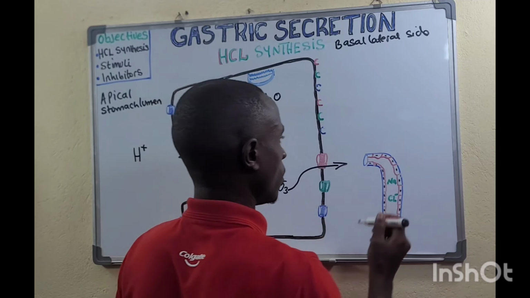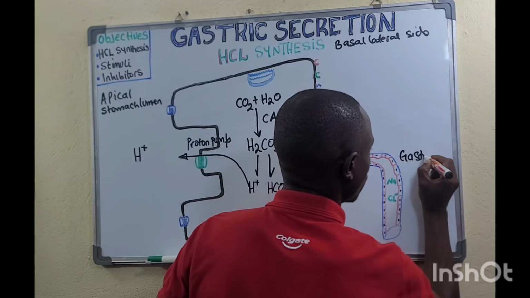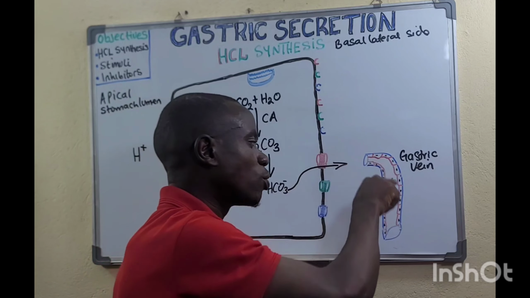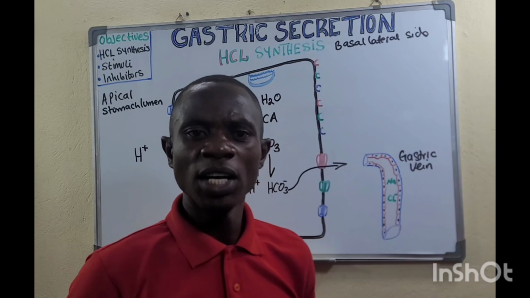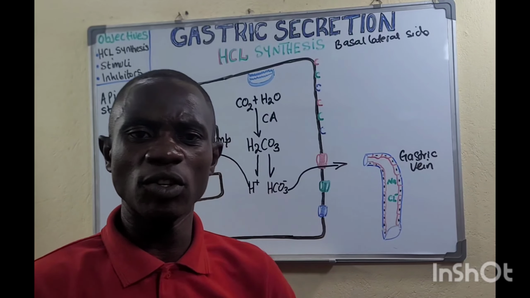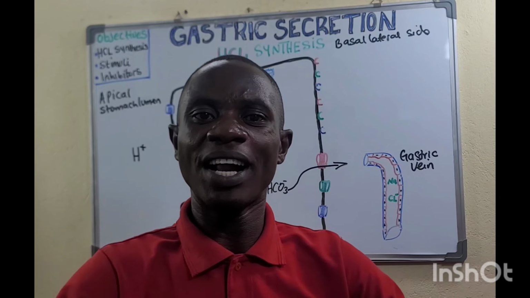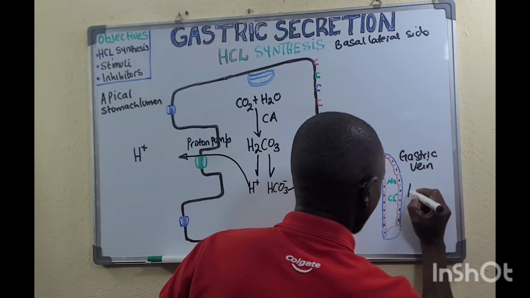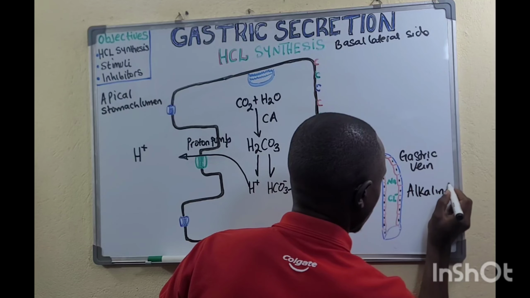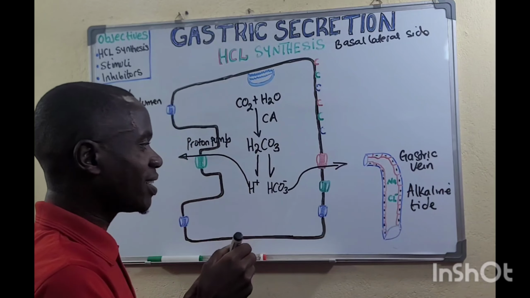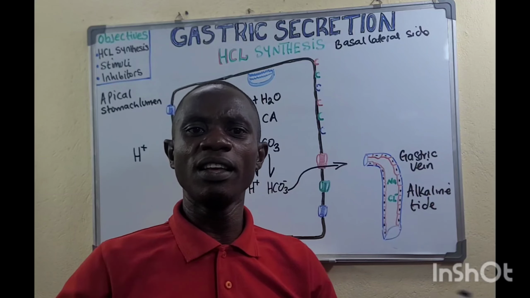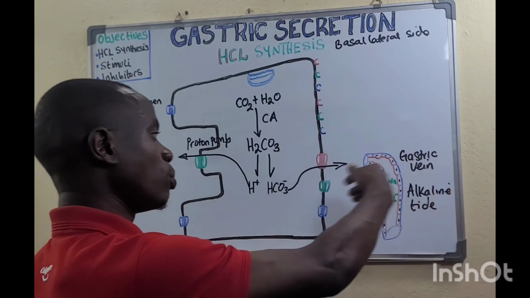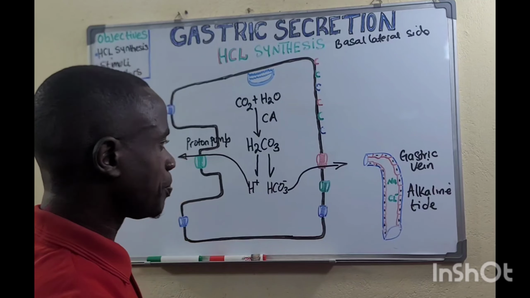This blood vessel can also be called the gastric vein. It is going to be draining blood containing a lot of bicarbonate. If you have blood containing high levels of bicarbonate ions, that blood is going to be more alkaline, and this mechanism is what we call the alkaline tide. By alkaline tide, we mean that the blood leaving the stomach through the gastric vein is more alkaline than the blood coming towards the stomach. It's such a beautiful thing.